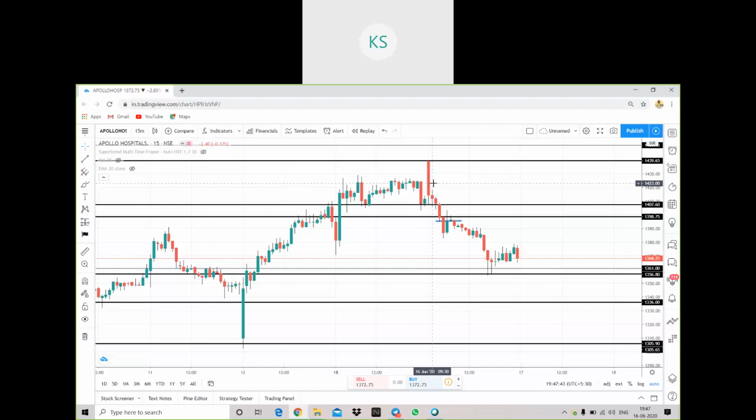Generally, what I do is I book 60% of my quantity at 0.5% profit, and the remaining quantity I leave for bigger targets. Got it? If I have bought 100 stocks and entered on the sell side, after 0.5%, I will book 60% of my quantity, and 40% of my quantity I leave for bigger targets. That is how I do trading. So you can also practice that and you'll also get it.